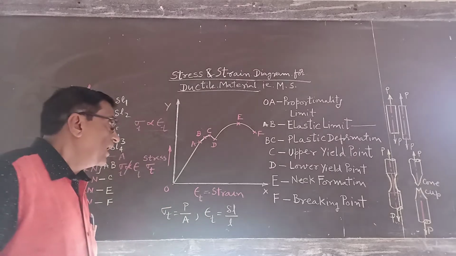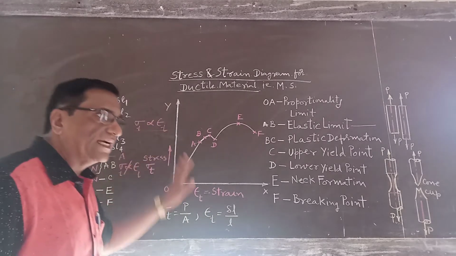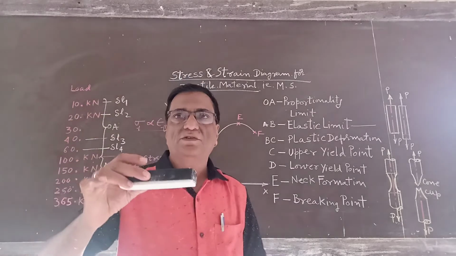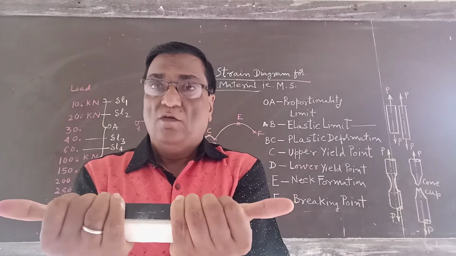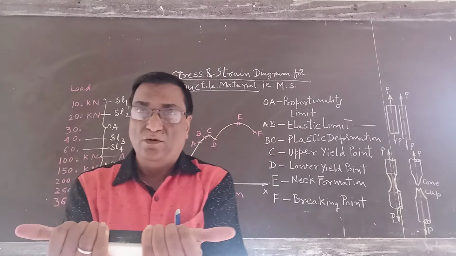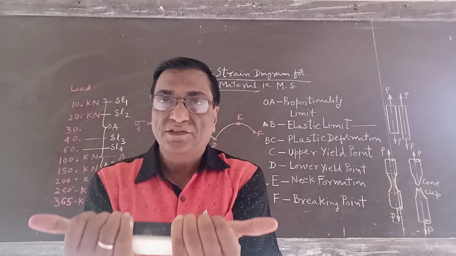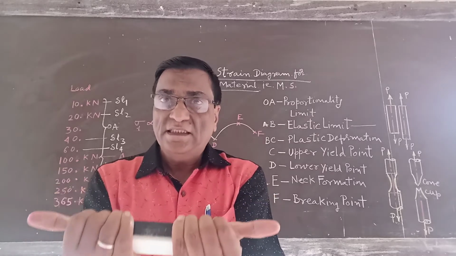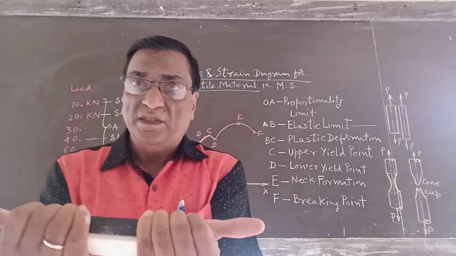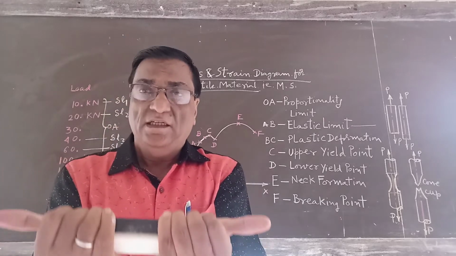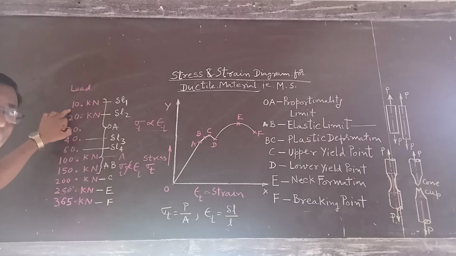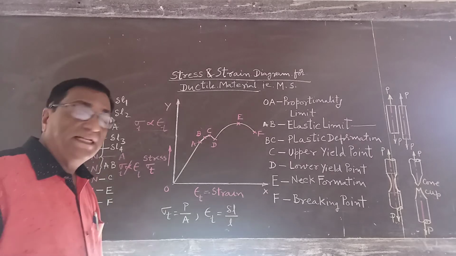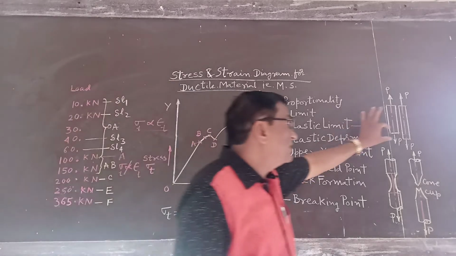Now how is the stress strain diagram plotted? Suppose this is a piece of mild steel and I apply a tensile load. After application of tensile load, it undergoes deformation. There is an increase in length. Suppose I apply a load of 10 kN. After application of 10 kN, there is an increase in length.